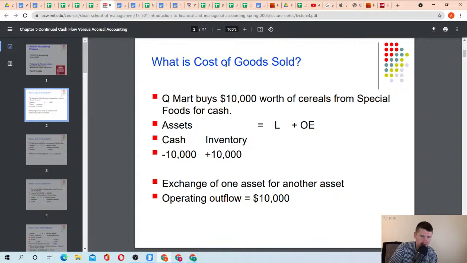So they are discussing one of the results which we covered previously. Qmart buys 10,000 worth of cereals from Special Foods. So basically we spent cash, we got inventory, and that inventory sits in our warehouse. We have not recorded any expense or cost of sales yet. We just recorded cash outflow and we recorded inventory inflow.